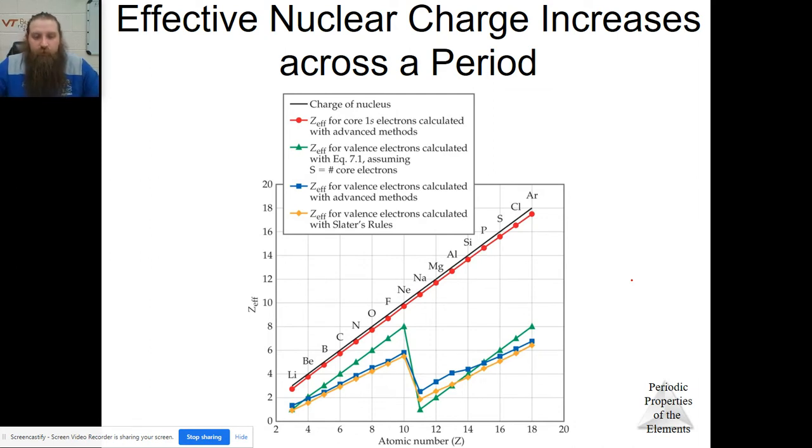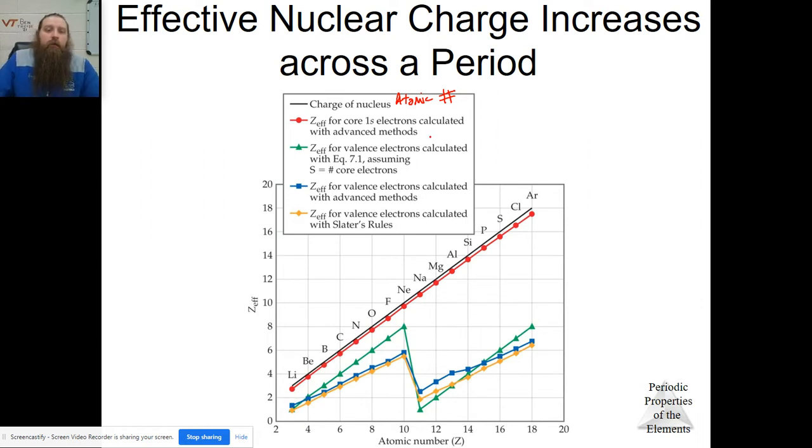This is a pretty cool graph. I like this graph. If you look at this black line right here, this is just the charge of the nucleus. So that is just how many protons there are, right? Instead of charge of the nucleus, you could just say atomic number. So as we go to the right, the atomic number is increasing by 1 each time. Lithium has 3 protons, beryllium has 4, boron has 5, carbon has 6, and so forth.